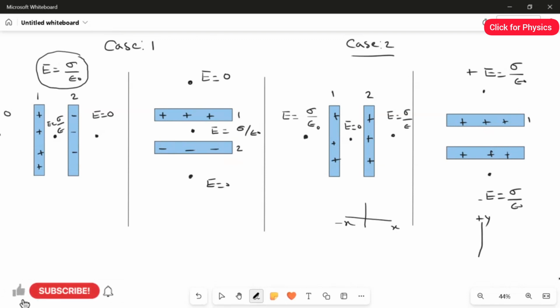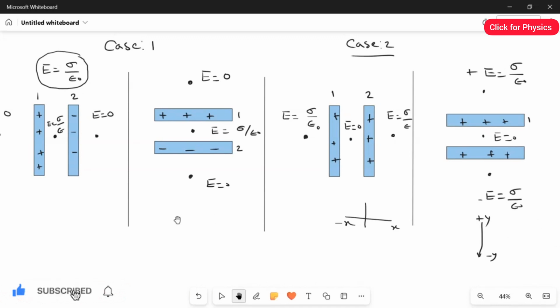This one is positive y and this one is negative y. Clear? But between the two sheets, we will get the electric field which is equal to 0. So keep this information in your mind. The arrangement of the plates is very, very important, as well as the charge distributed in the plates. Clear? Okay, now we go back to the question.